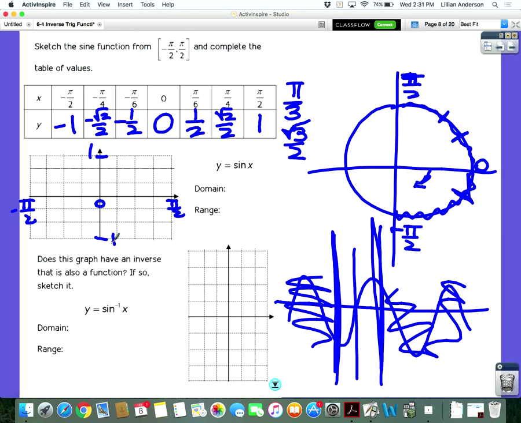Do you have to use up all the lines? No, you don't, but I'm just doing it for emphasis here. It is half of a period, yes.